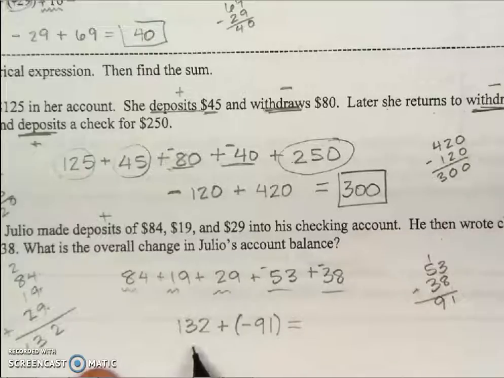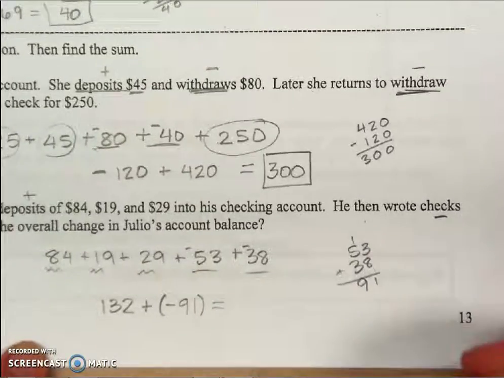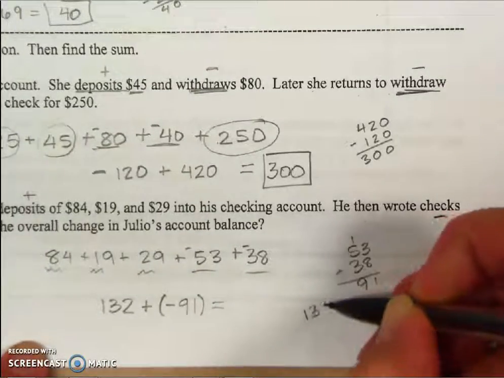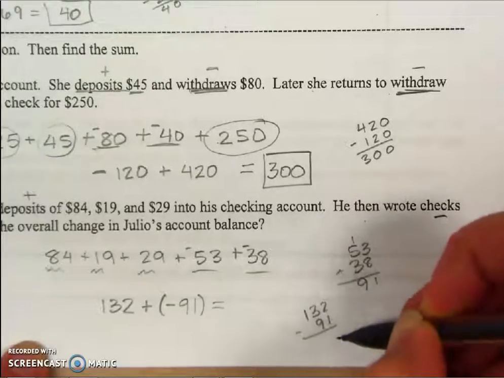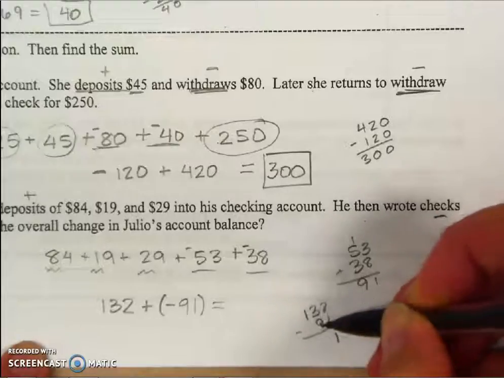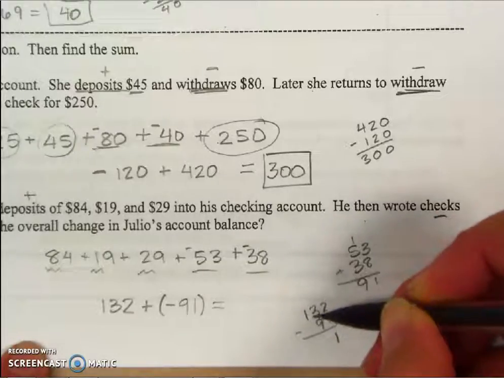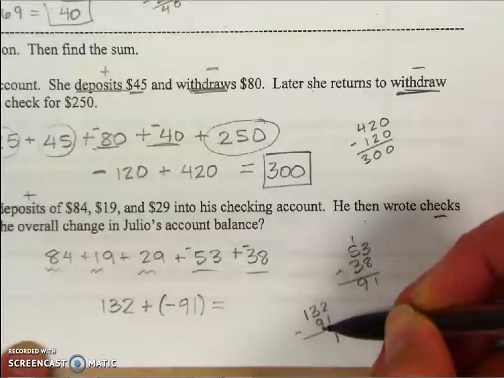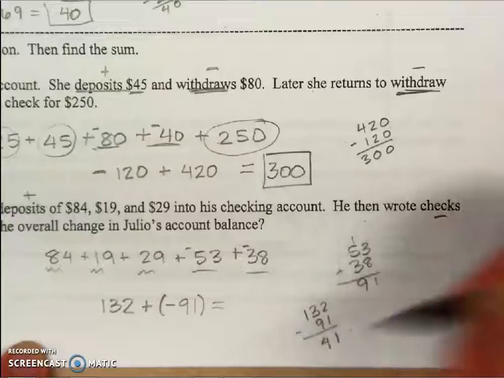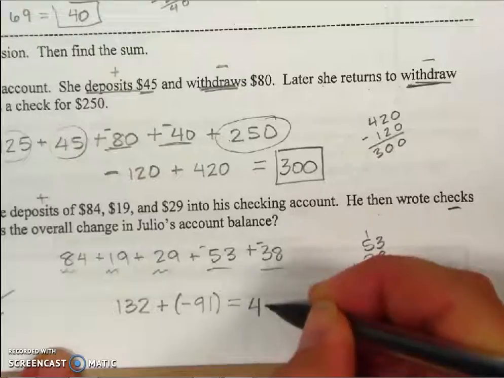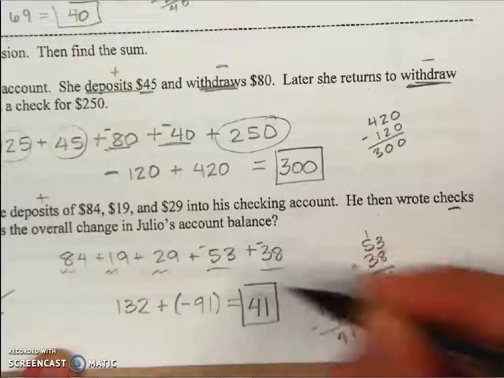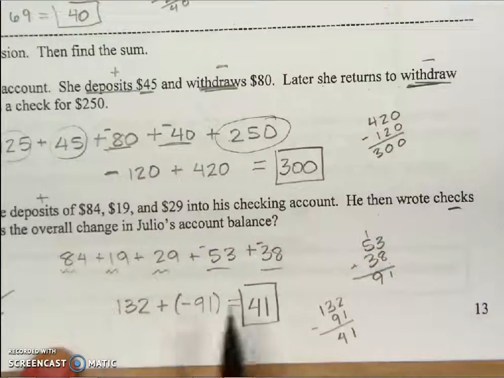We definitely have more positives. And so we have one more little subtraction to do. We have 132 minus 91. All right, 2 take away 1, that's 1. I cannot take 9 from 3, so I think of this as a 13. 13 take away 9 is going to leave me with 4. So that means Julio would have positive $41 still left, because there's more positives than negatives. He put in more money than he took out.